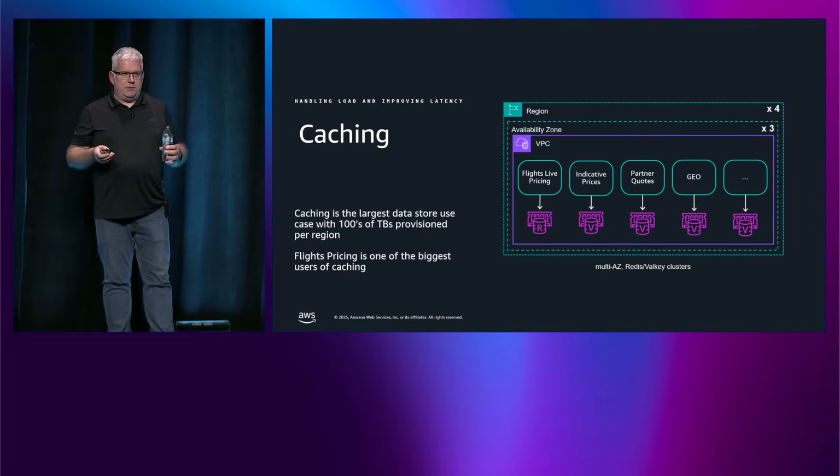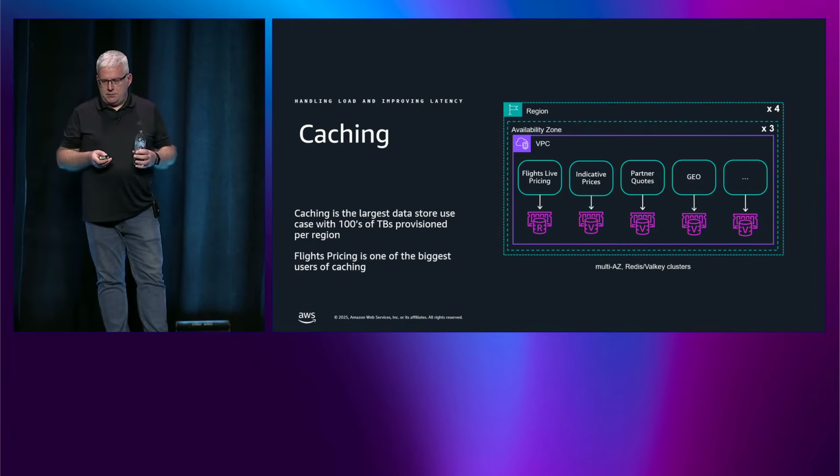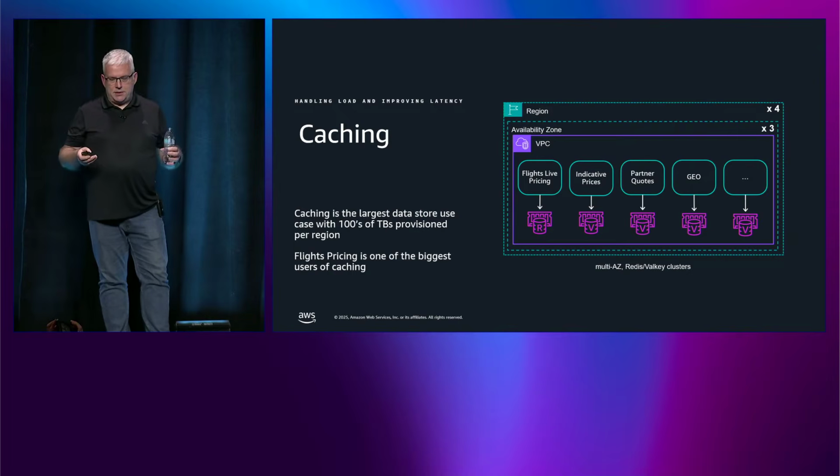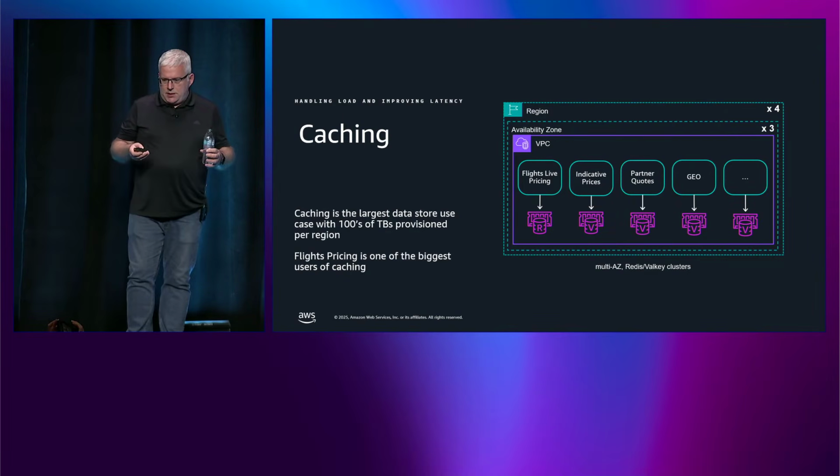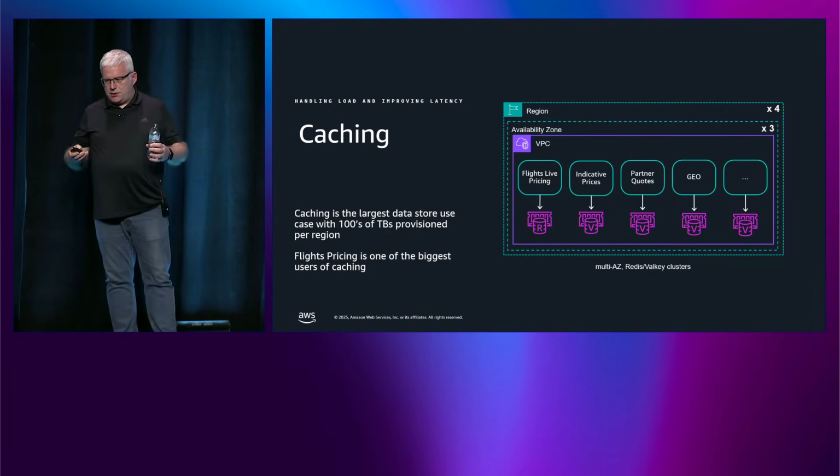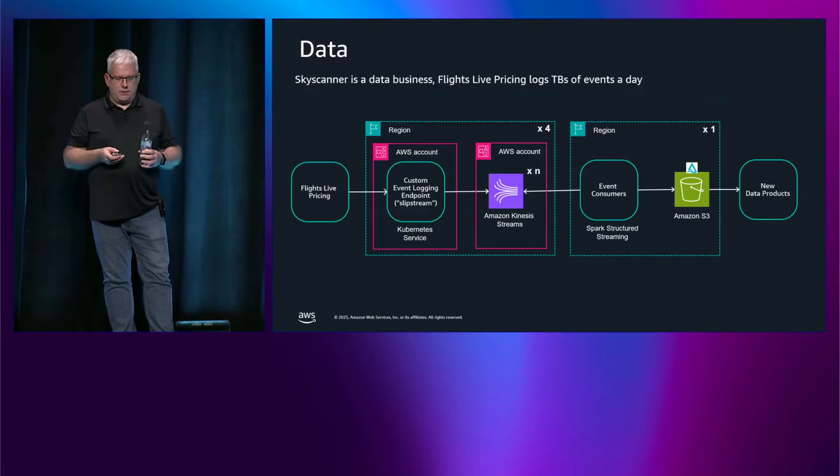But the responsibility for these caches sits with the service teams themselves. There's no central management of these stores because they're part of the services themselves. So conceptually, we cache partner quotes, constructed itineraries, indicative prices, geodata, and a lot more for flight search.